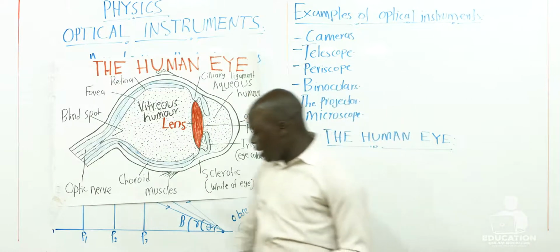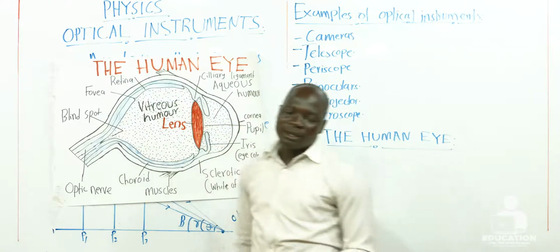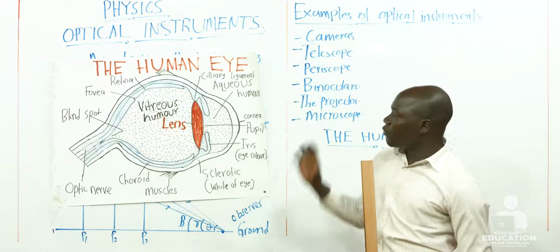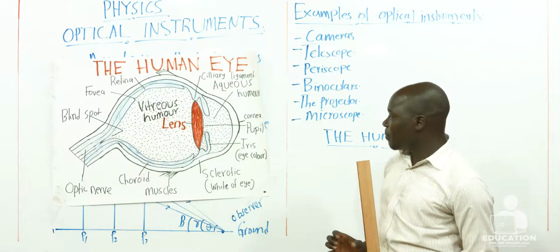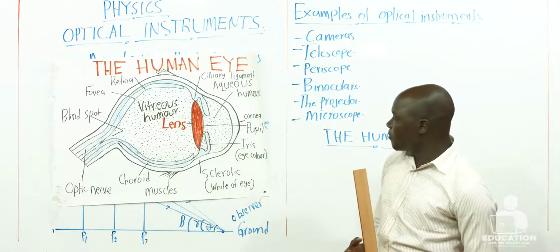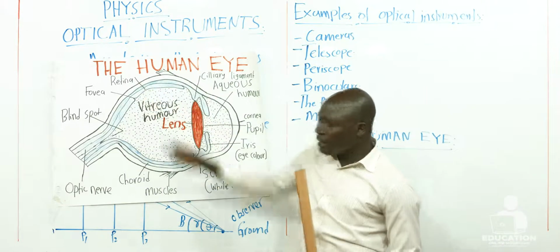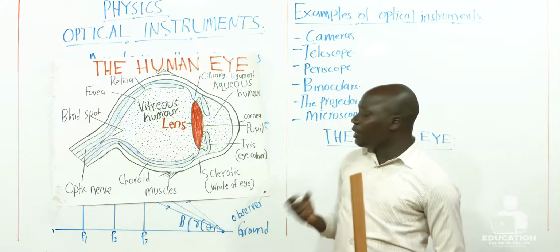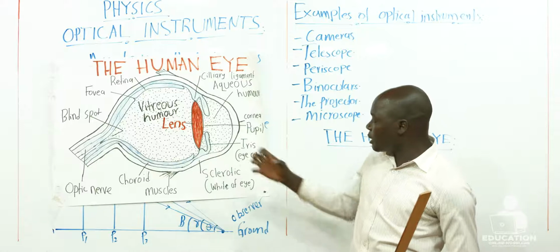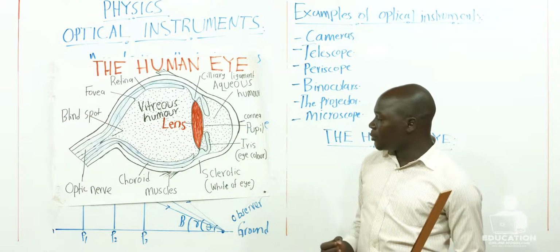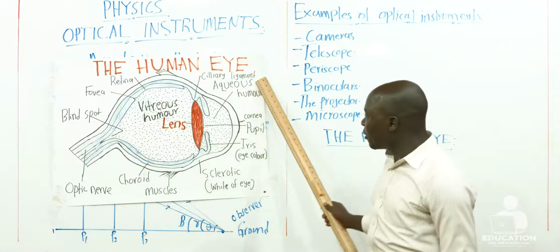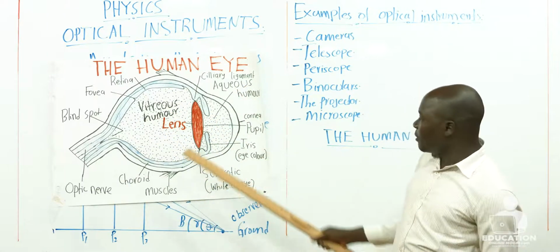Now the human eye has very many parts, but we are going to concentrate on a few of them. Like we have the lens, which helps in the formation of the image. We shall also have the retina, which is where the image is formed. It is the same as the screen of the eye. So those are the few parts that we are going to concentrate on. So now the human eye has the following parts. We have the lens.